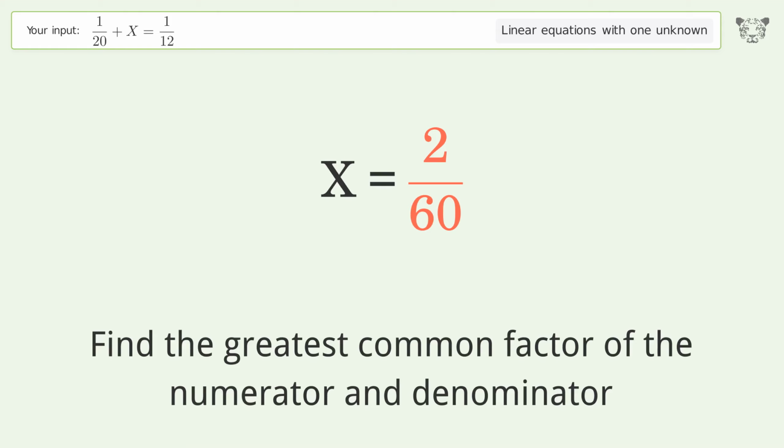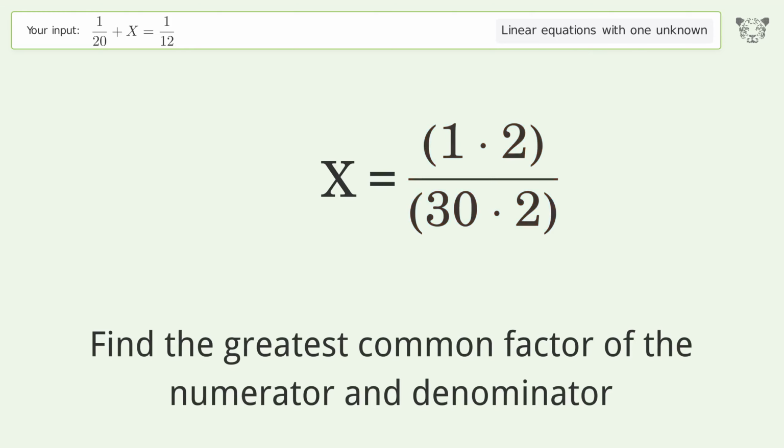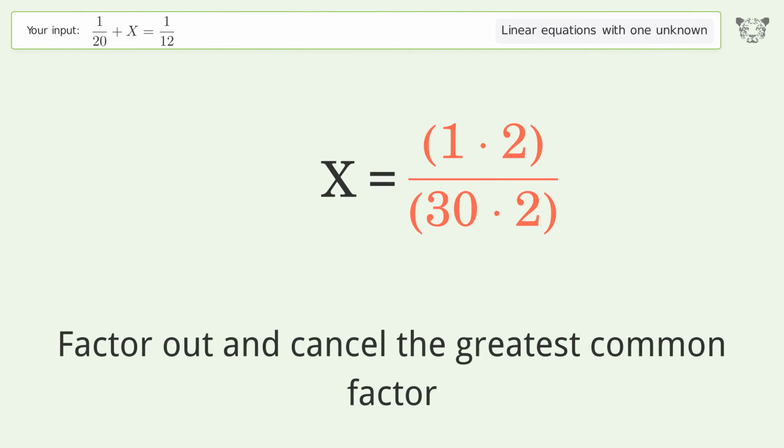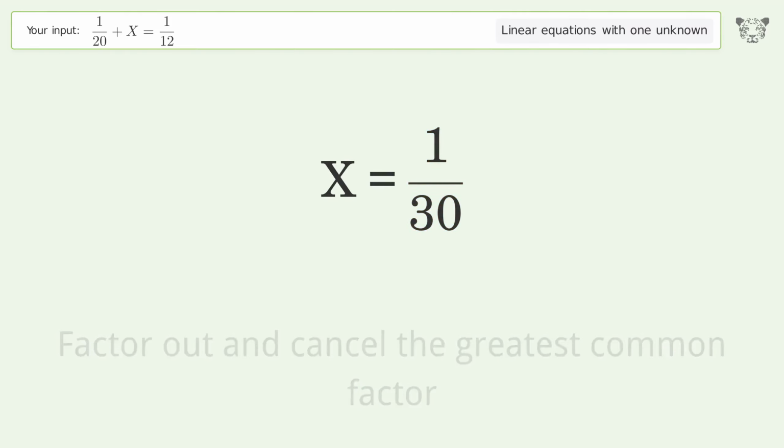Find the greatest common factor of the numerator and denominator. Factor out and cancel the greatest common factor. And so the final result is x equals 1/30.